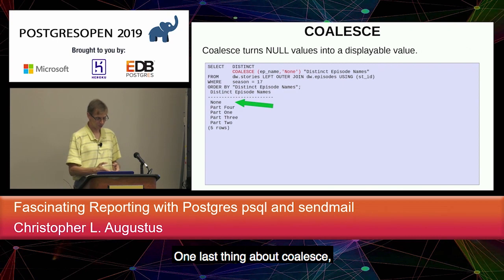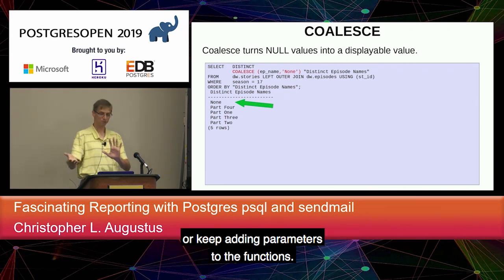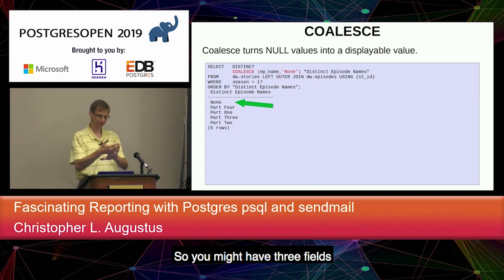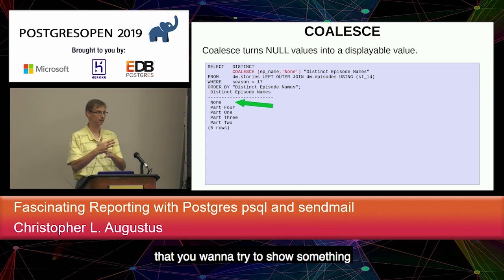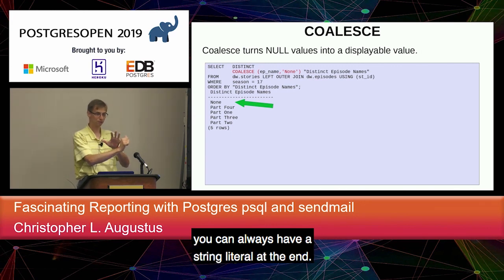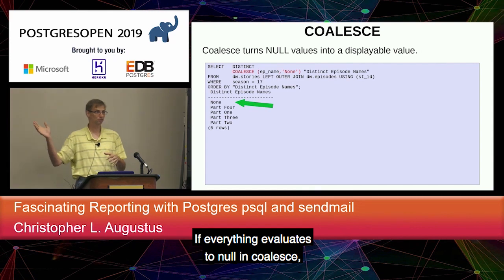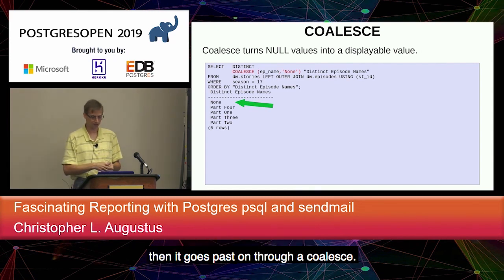One nice thing about coalesce, you can keep adding parameters to the function. So you might have three fields that you want to try to show something. And if all three of those fields come up null, you can always have a string literal at the end. And if everything evaluates to null in coalesce, then it will just pass on through.